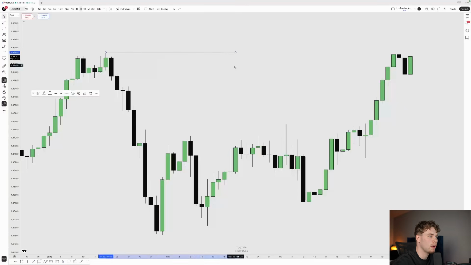Well, first of all, you have to mark out a range. A range is defined by the clearest price swing on your screen. If you are not sure, guess what? You are probably too far zoomed out. You want to zoom in.